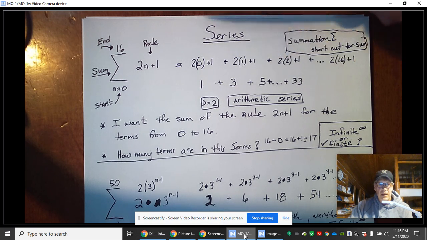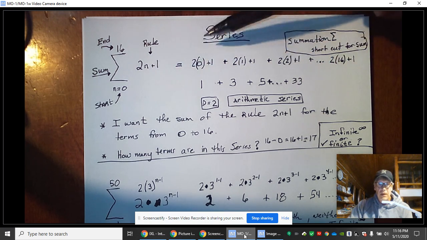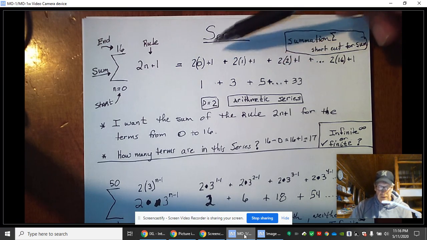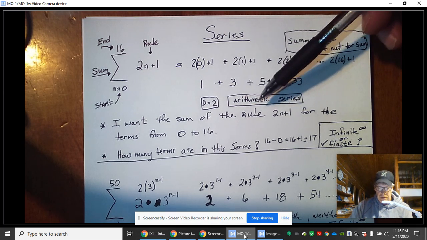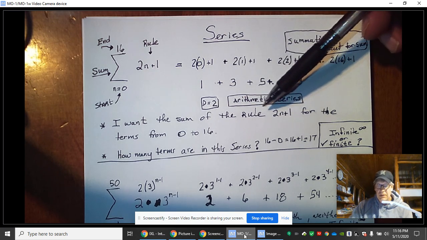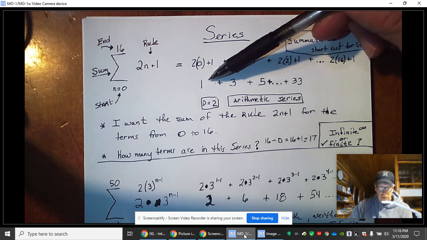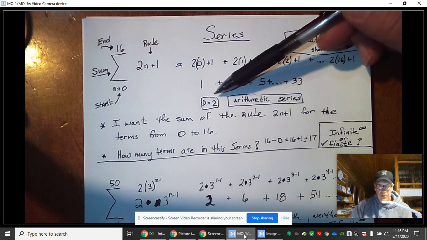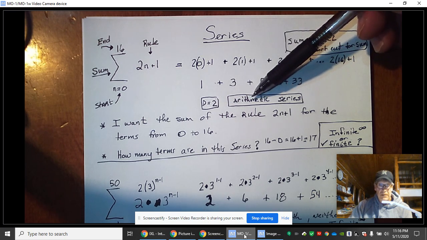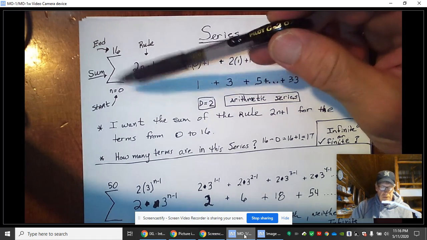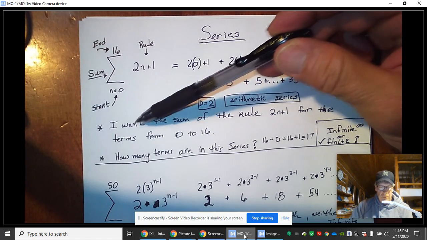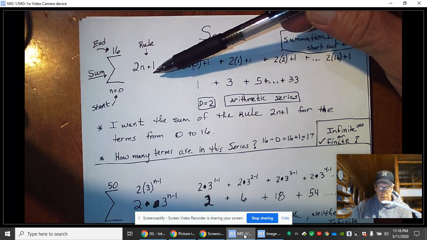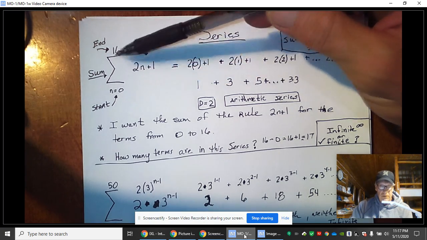But for now, you've got to understand what this symbol means and what numbers it gives you when you plug them in. On your IXL, they're going to ask you, is it arithmetic? Is it geometric? Is it neither? Is it both? If I go from 1 to 3, 3 to 5, I'm jumping by 2s. So your difference is 2. That's going to be an arithmetic sequence. Another way to say all this is I want to find the sum for the rule 2n plus 1 for the terms 0 to 16.